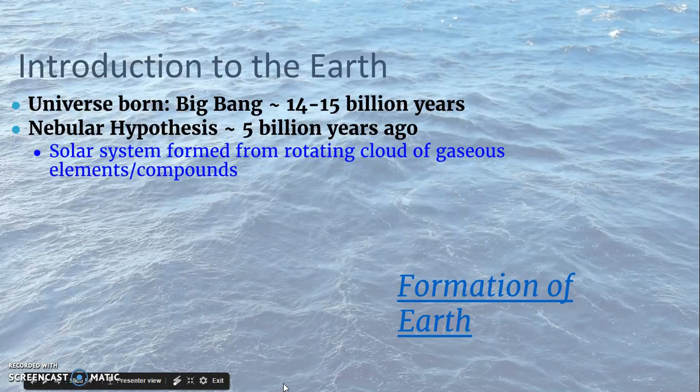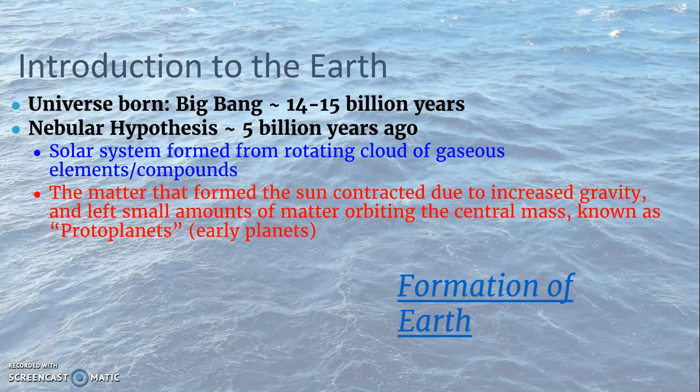The nebular hypothesis states that our solar system was formed from a rotating cloud of gaseous elements and compounds. This matter started forming the sun due to intense gravity, and it left small amounts of matter starting to orbit around this central mass, known as protoplanets. Think of the word prototype, an early version of something. So this is an early version of our planets.